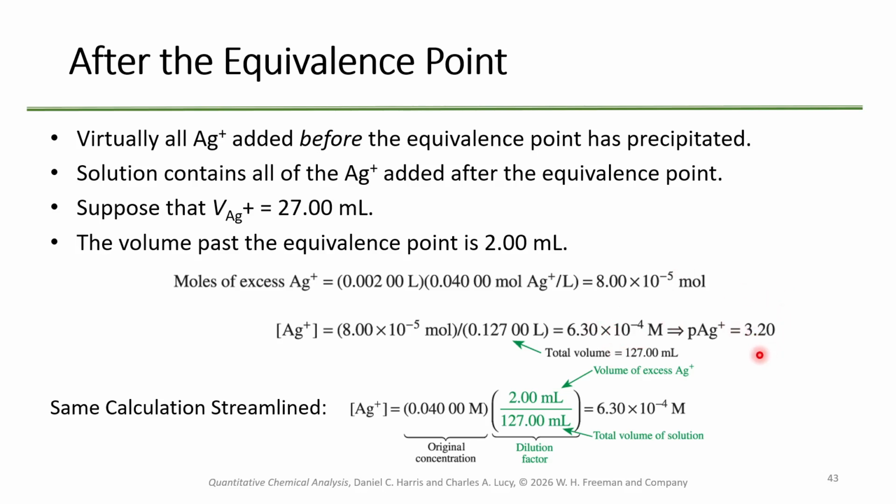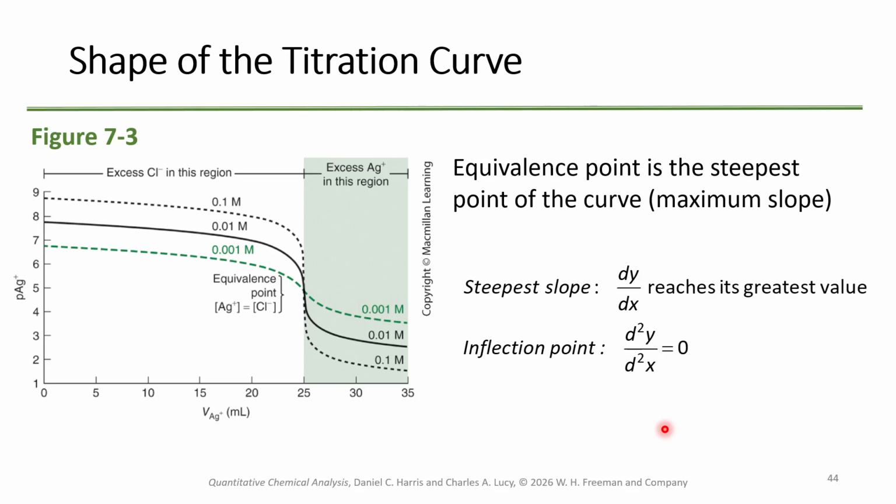And notice that we have then our negative log right here. So notice that we can actually streamline this calculation now, can't we? Okay. We have the original concentration, and then we have the dilution factor. Right? And that's going to be our new concentrations for these excess silvers after our equivalence point. We've consumed everything up to the equivalence point. And so after equivalence point, it's just whatever we add is the amount that we have.